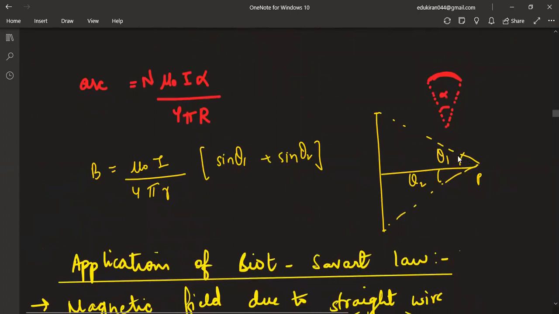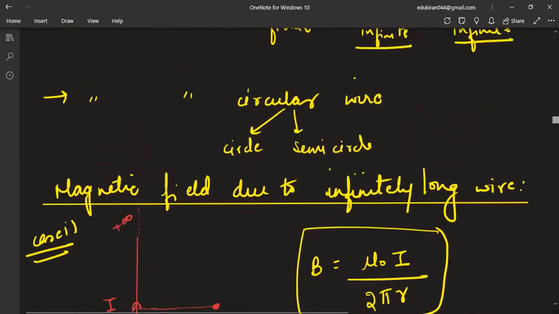When the wire becomes infinite, if you join the end of the infinite wire to the point of calculation, we take that as 90 degrees, because it becomes perpendicular. The angle will not deviate whatever the end is; it will become straight and perpendicular. And if the other end also extends to infinity, that angle will also become 90 degrees. So you put 90 degrees here and 90 degrees here. So 1 plus 1 becomes 2, and the 2 and 4 cancel, so you have 2 pi.